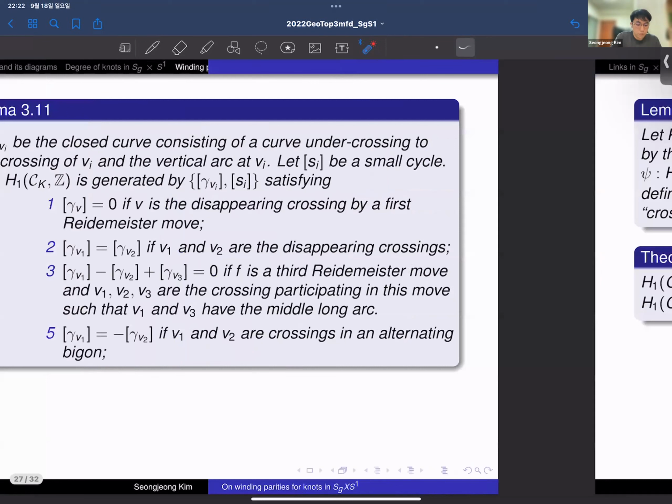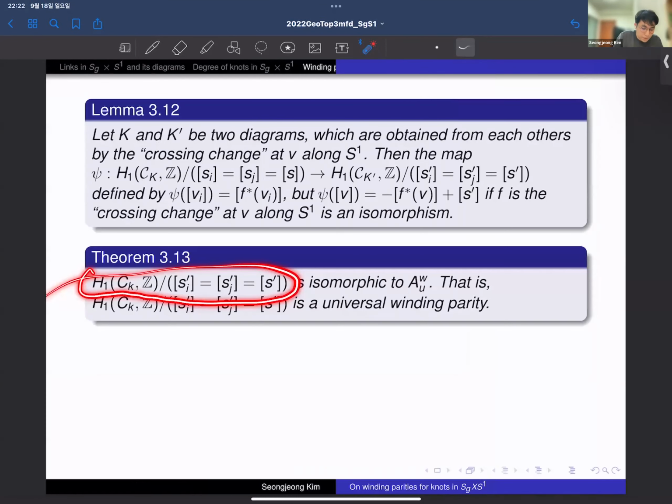Oh, sorry. Here, if we take every first homology, running over all possible diagrams of K, then it is isomorphic to the universal winding parity, which was defined abstractly. It means this one is a universal winding parity.